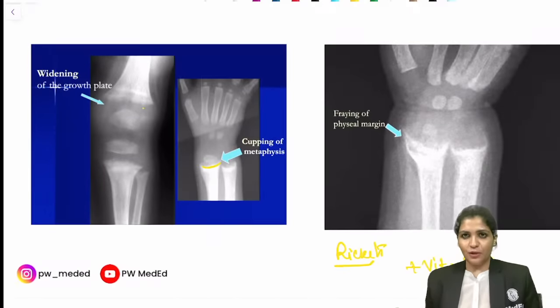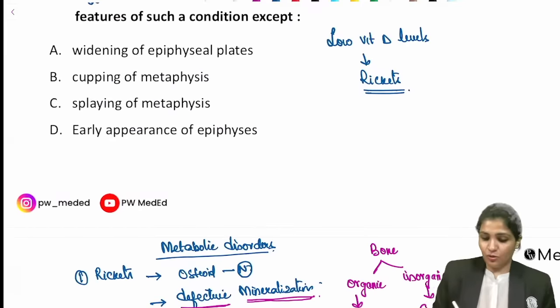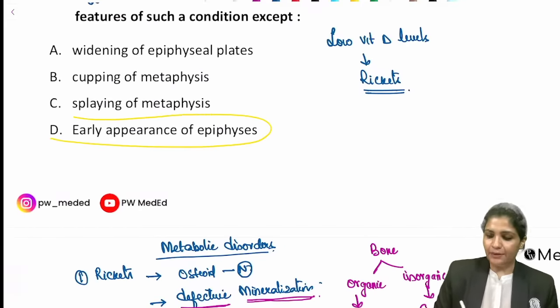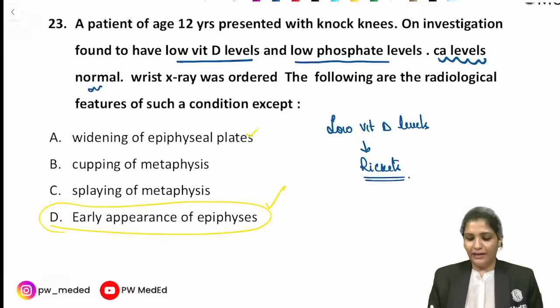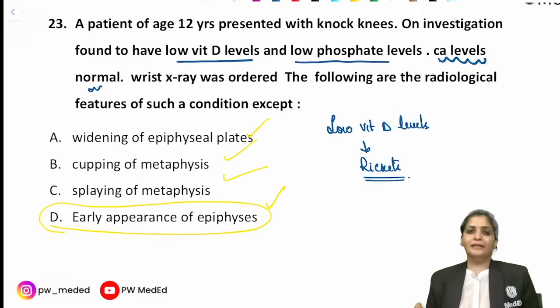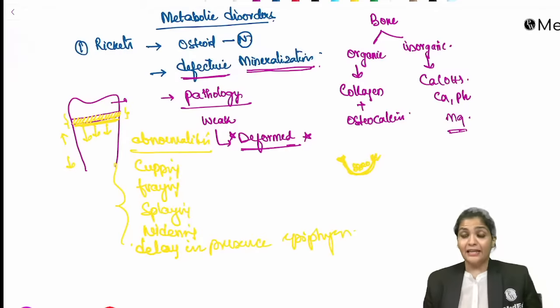And in case of rickets, you have to remember the cupping, the fraying, the splaying, and delayed appearance of the epiphysis. So the answer here is delayed appearance, not early appearance of epiphysis, right? There will be widening, cupping, and splaying, but the epiphysis which has to appear will be delayed. So that is rickets. In rickets, the calcium is usually normal, the phosphorus could be low, but there will be a decrease in vitamin D.